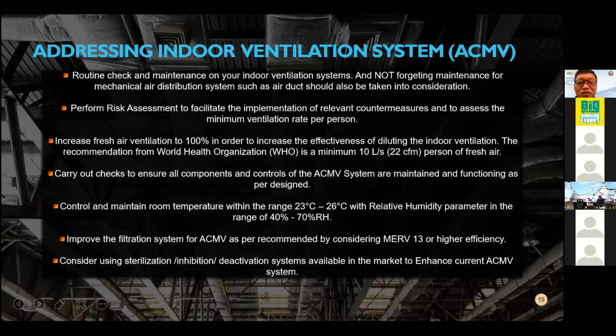Okay. So there's a reason behind 23 to 26 C, because they have done a study and research. So relative humidity parameter, like just now I showed you in the diagram, ranges from 40 to 70, but I would recommend 40 to 60, because anything above 60, you may have certain issues like mold growing, fungus, those things. So the other thing is to improve your filtration system for ACMV.